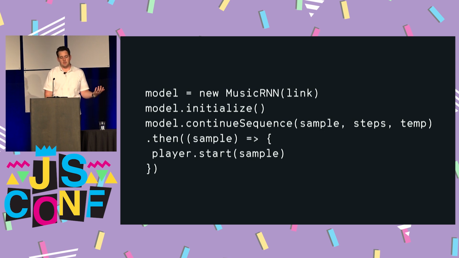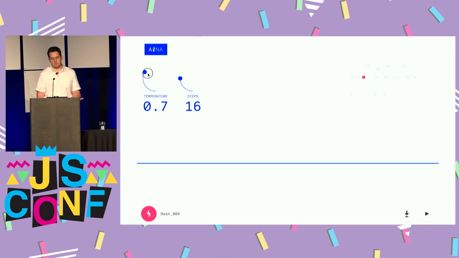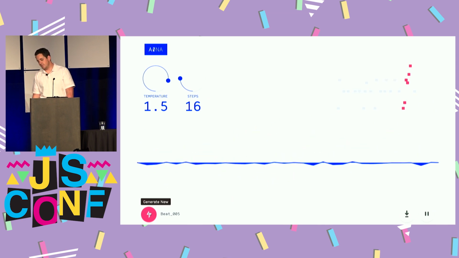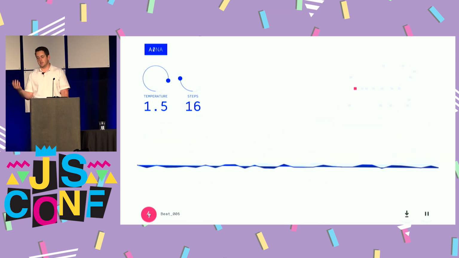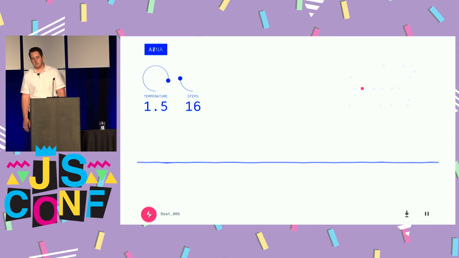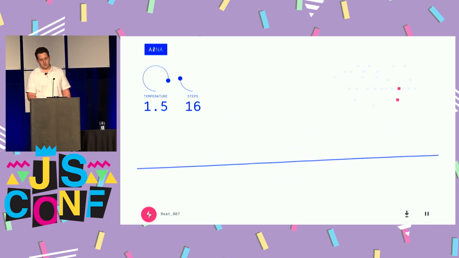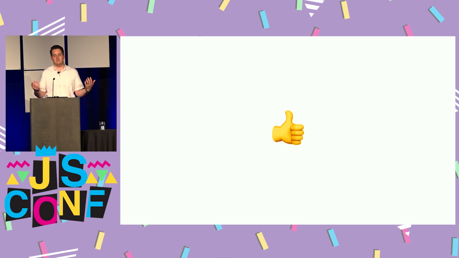So after we do that, we just get a sample in return, and we play it the same way we played the other one. So this is what that would look like. This is going to be a generated beat with a temperature of 1.5. And if we generate it again, it's going to come up with new beats that we've never heard or programmed or anything. Cool. So, yeah.